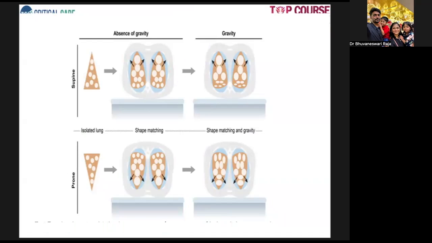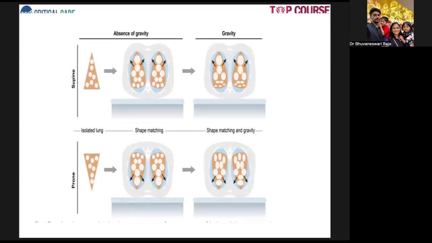So this is the picture showing the thorax-lung shape mismatch. A transverse section of the thorax is shown, and the lung is represented as the orange triangle, but the pleural cavity is represented as the yellow oval. Okay, the isolated lung in the absence of gravity can be thought of as a triangle with all the alveolar units of the same size.